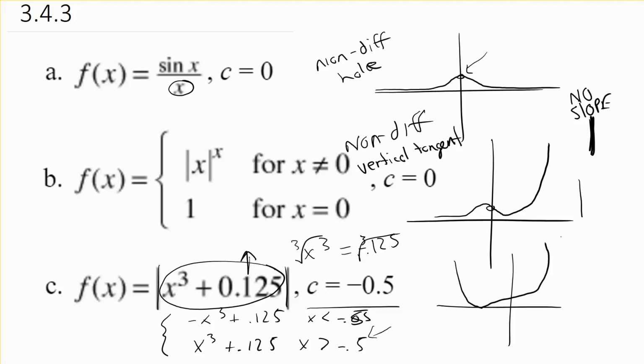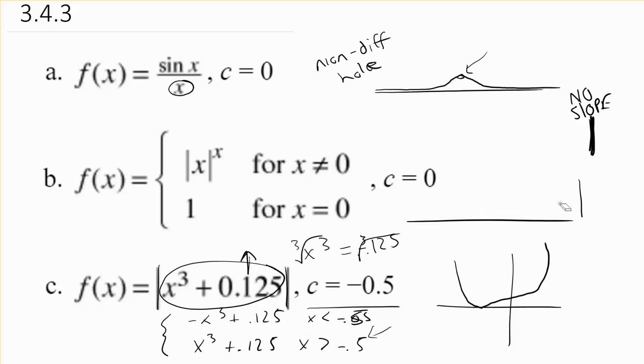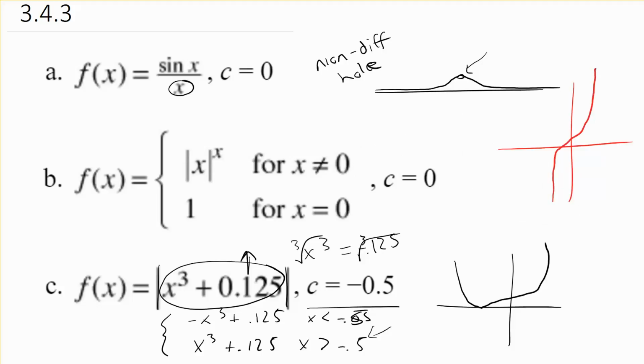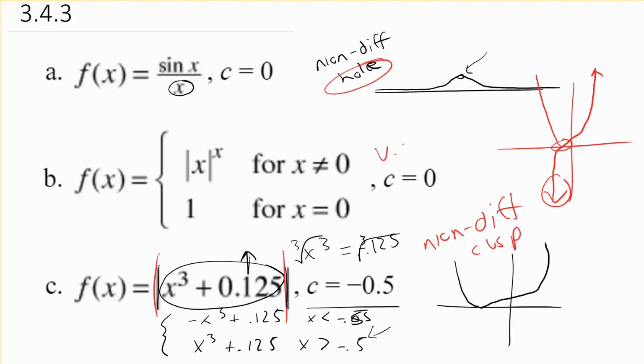And really, if I change colors here, if we were to graph our normal x cubed plus 0.125, that looks like this. So if I just graph that absolute value, kind of like we've been doing on the worksheets, this part of it's just going to end up going up here. So you should be able to see that cusp right there. So again, I'm saying it's non-differentiable, and this one has a cusp. So we had a hole, we had a vertical tangent, and we have a cusp. All non-differentiable.